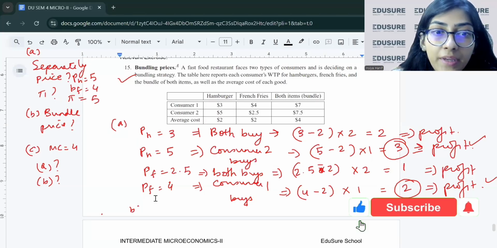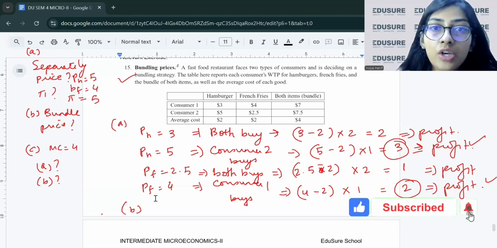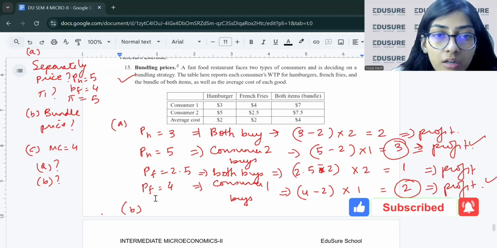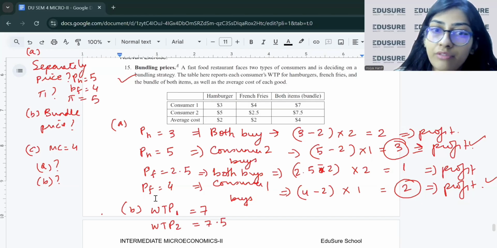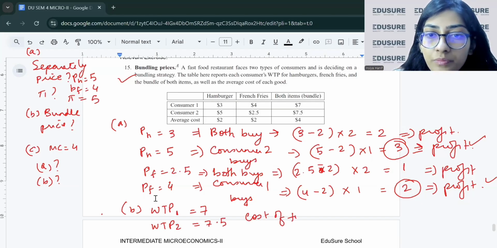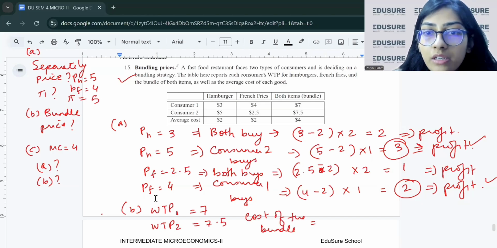This was part A. What is in part B? We have to find out the bundling price, right? So for the bundle, the willingness to pay for consumer 1 is 7, right? And the willingness to pay for the second consumer is 7.5, right? Now what is the cost of the bundle? Cost of the bundle is equal to 4.